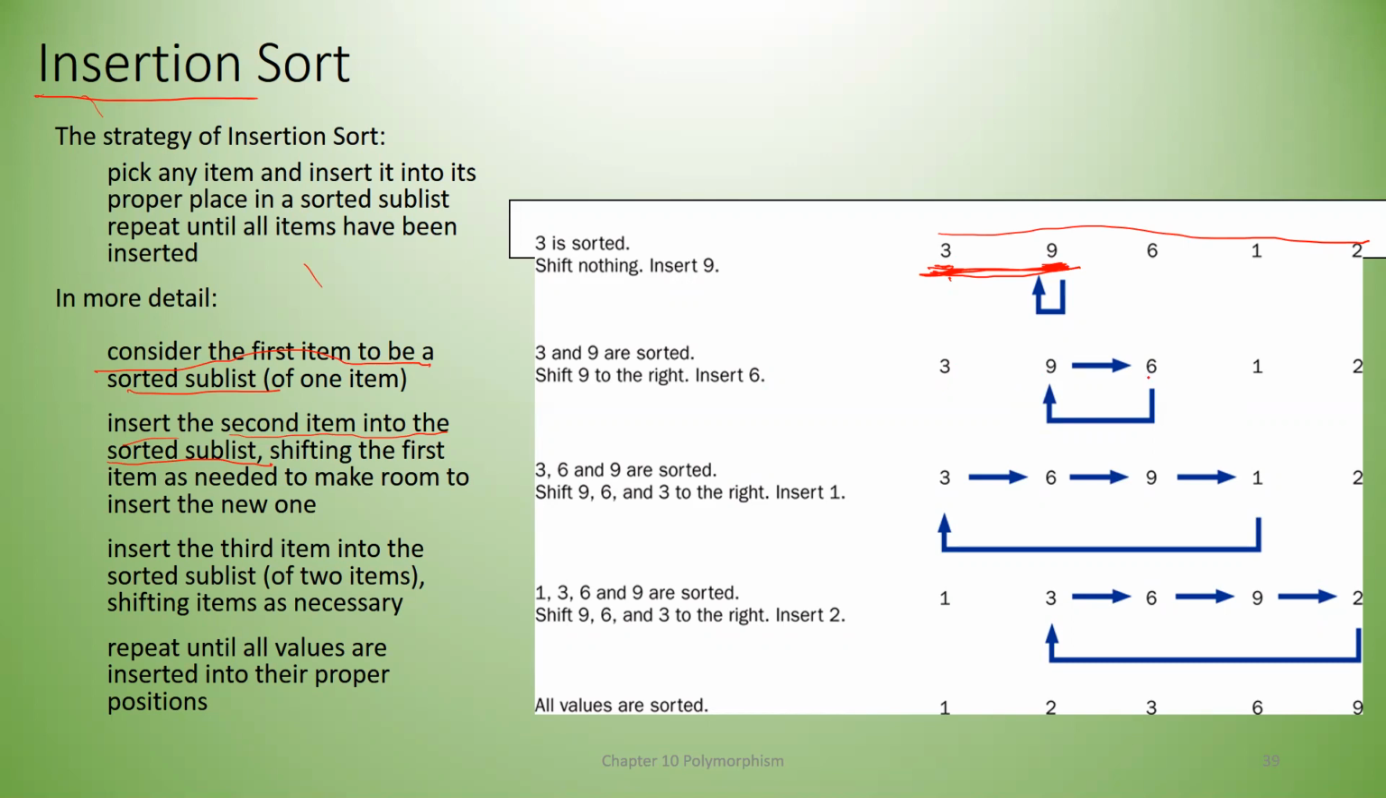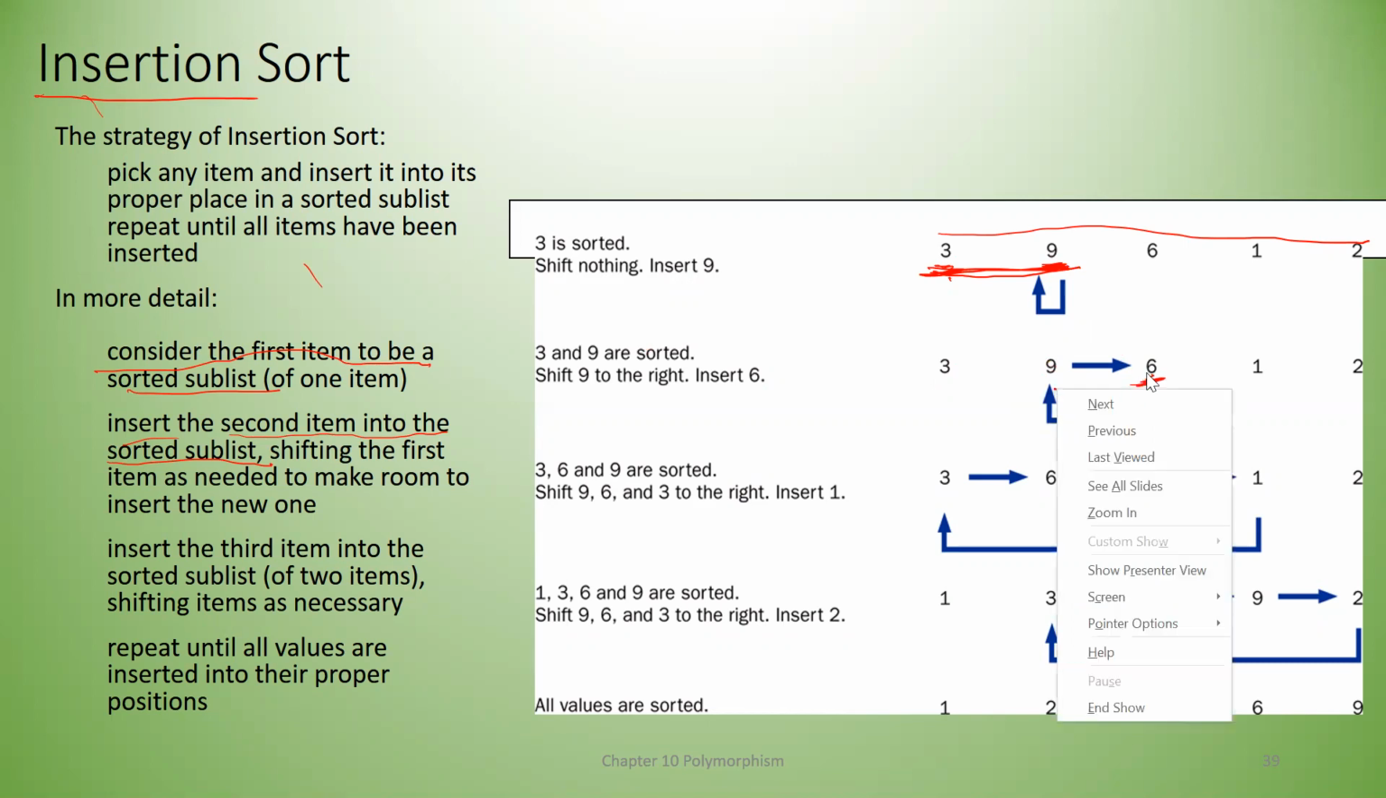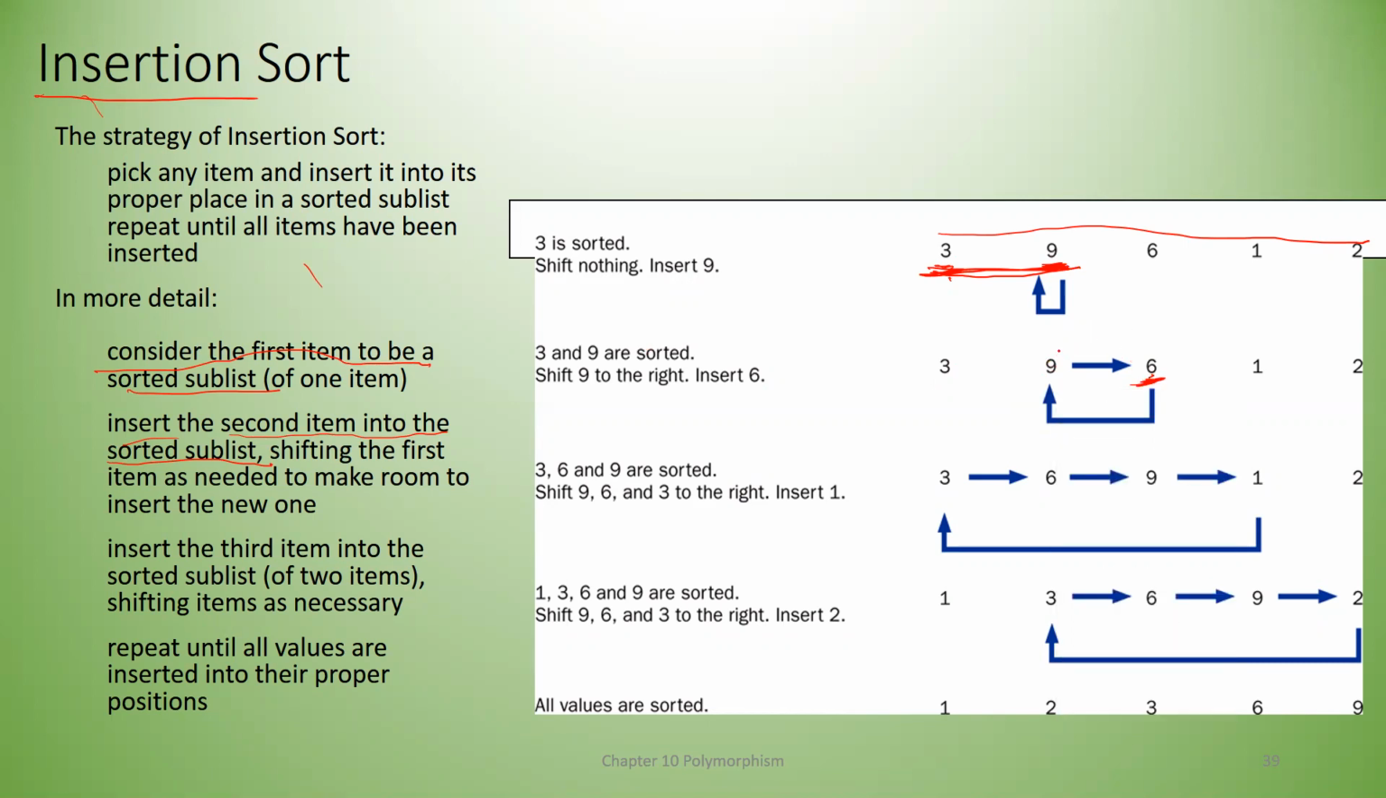And now we look at 6, okay? We look at the next element, 6. 6 compared to 9, it's less. So we know that 9 should go after 6. So we put it here, okay? And then we compare 6 with 3. 6 is greater than 3. So 3 remains there, and 6 will go here. Okay, so after that, we have these 3 elements sorted, right?